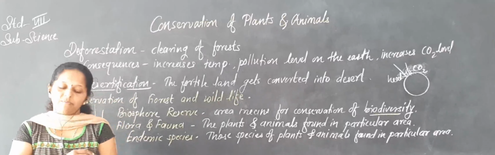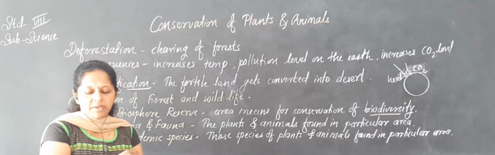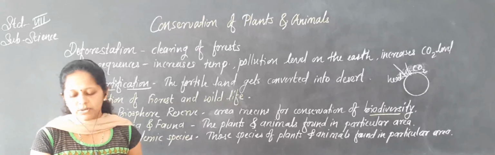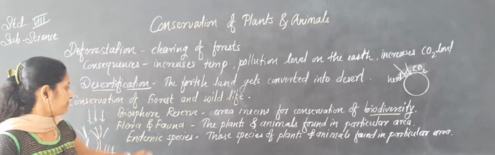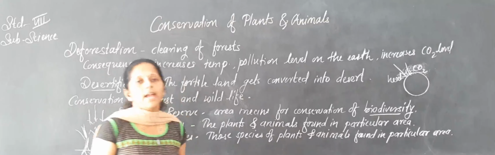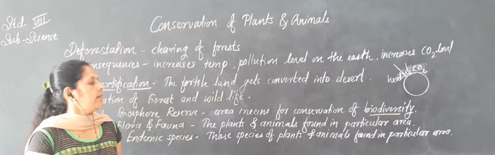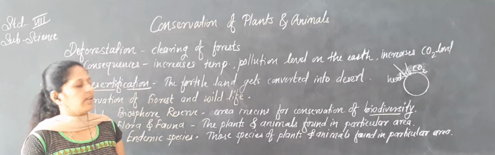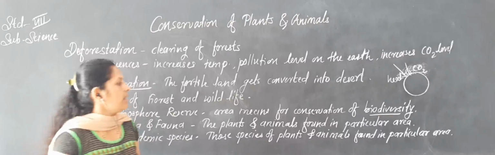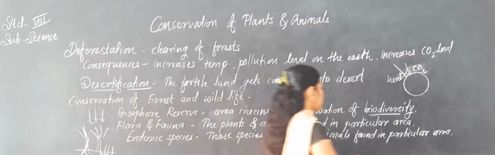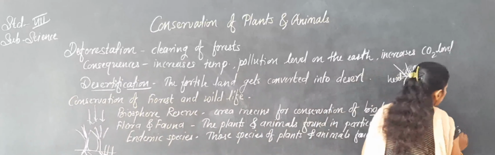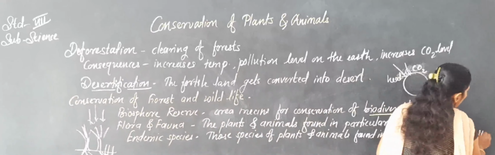Then, what is an endemic species? These are species of plants and animals which are found exclusively in a particular area. The species of the plants and animals which are found in a particular area exclusively. And the word exclusively is very important here.